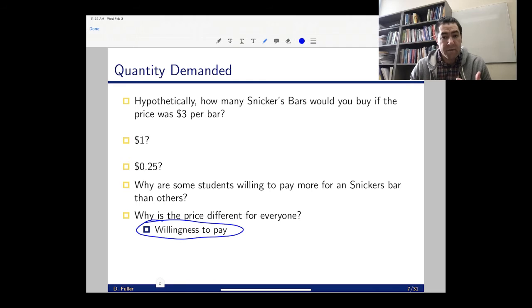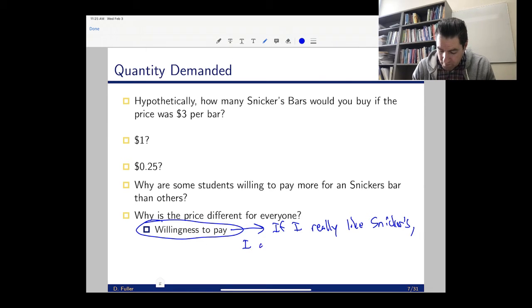When we ask how many of you would be willing to buy a Snickers bar at $3 per bar, what I'm asking is how many of you are willing to pay that much. If you're willing to pay that, the Snickers bar is worth $3 to you. If I really like Snickers, or perhaps I'm just really hungry at this point in time, I'm willing to pay much more.